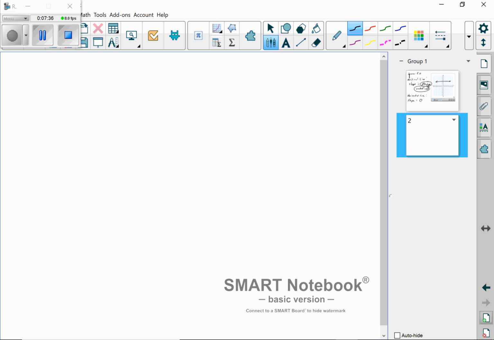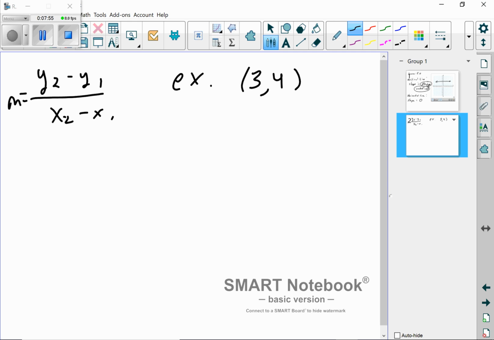So if you don't have a graph and you don't want to graph it, remember our formula was y2 minus y1 over x2 minus x1, right? That equals the slope. M is the slope. So I'll do a couple of examples here. Let's say that we have a 3 and a 4, and maybe an 8 and a 9. Make it easy.